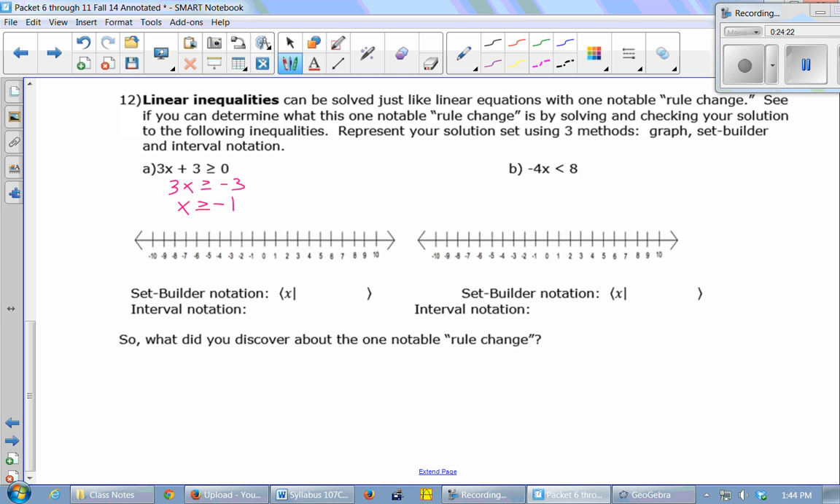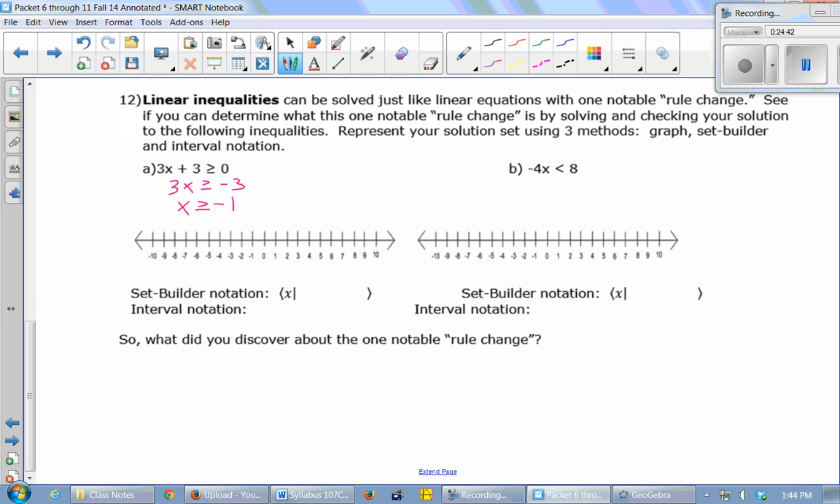And then we should check. Pick one number from the set of numbers that's bigger than or equal to -1. Any number bigger. 1, 4, any number. Yeah. Let's plug a 4 in. 3 times 4 is 12, plus 3 is 15. Is that bigger than 0? Yeah, so we trust our solution set here.